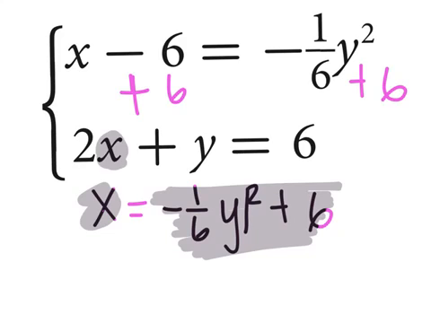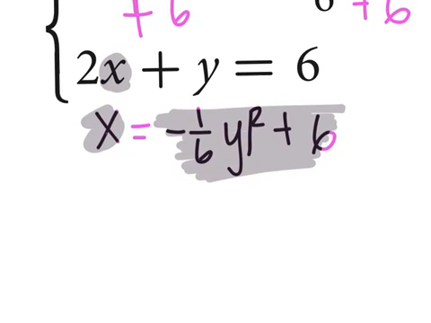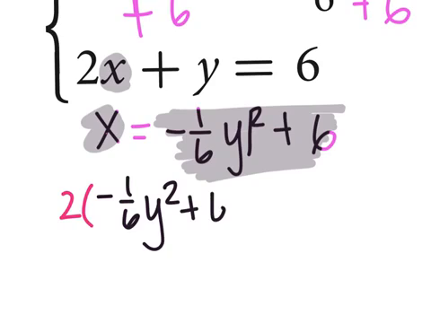So I'm going to replace this. It's going to become 2, and then instead of x, I'm going to put negative 1/6 y squared plus 6 equals 6. No, sorry, I forgot something. Plus y. I apologize. We wouldn't make that equation into y equals? No, we're not going to do that. We're only solving one of them.